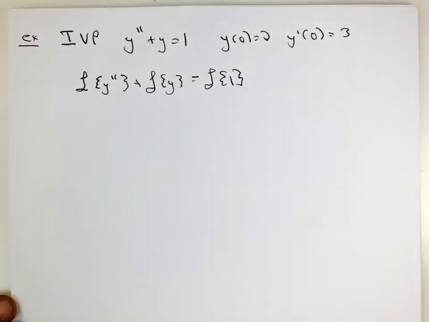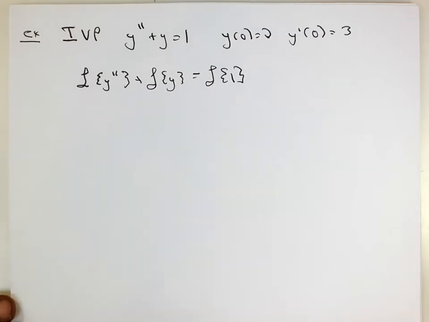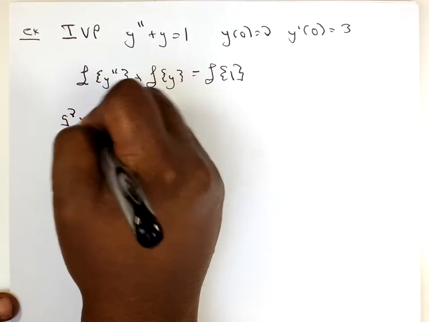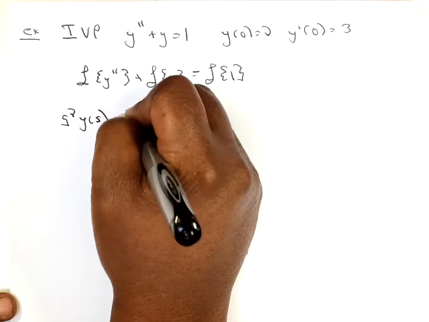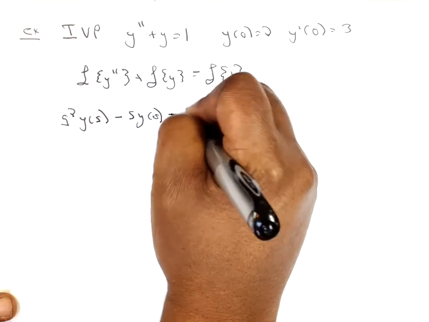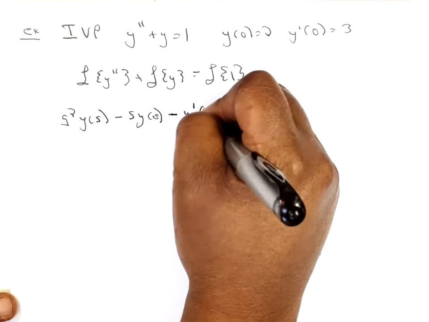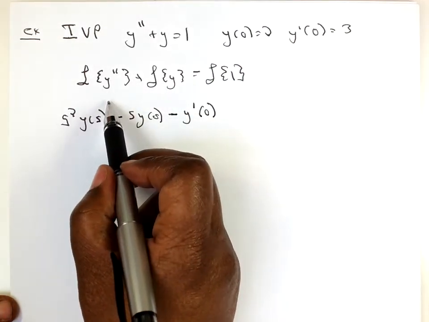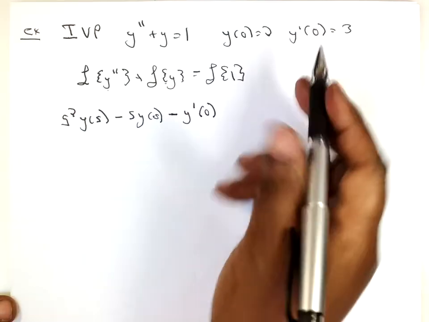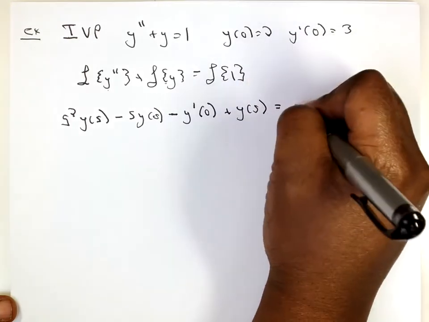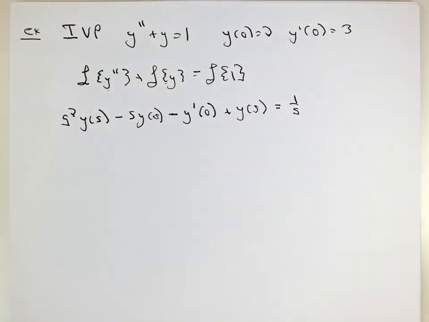So the Laplace of y double prime plus the Laplace of y, and then the Laplace of the 1. Starting with this, because it's second order, we get s squared Y of s minus s y of 0 minus y prime of 0. So all of that is just from the y double prime. Then when you Laplace y, we get Y of s. And when I Laplace 1, I get 1 over s.